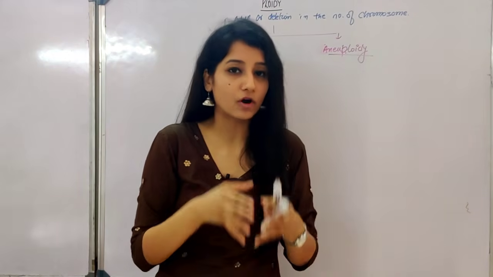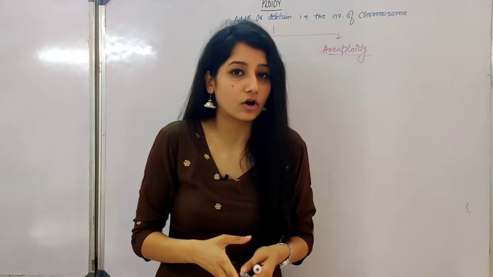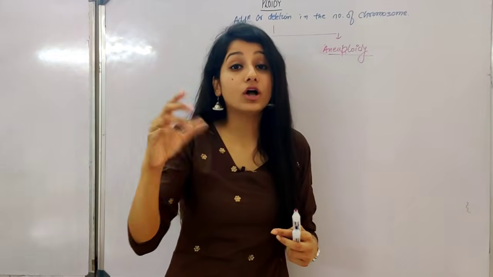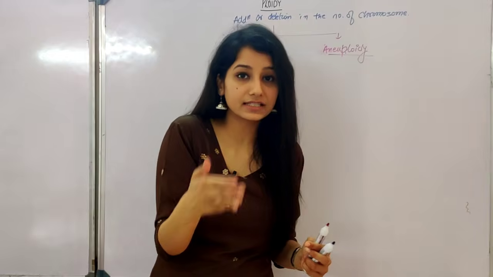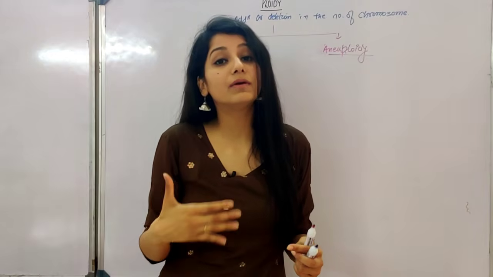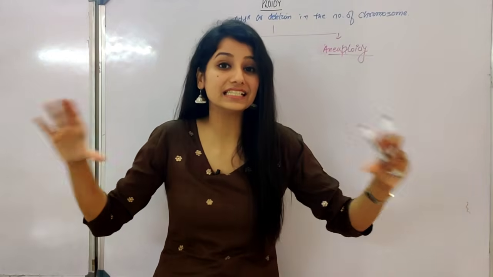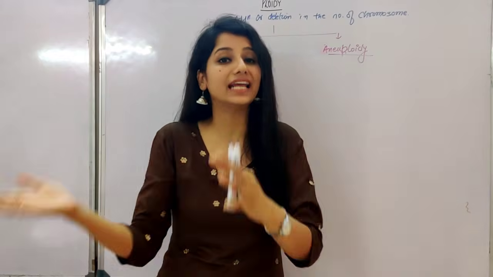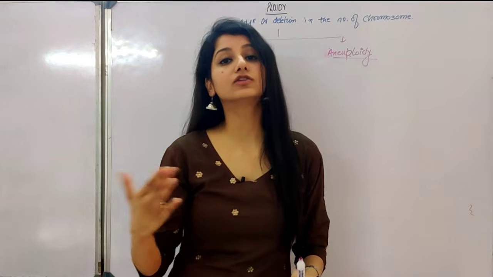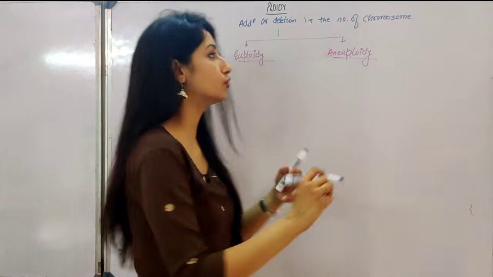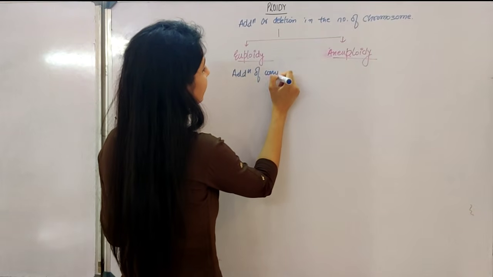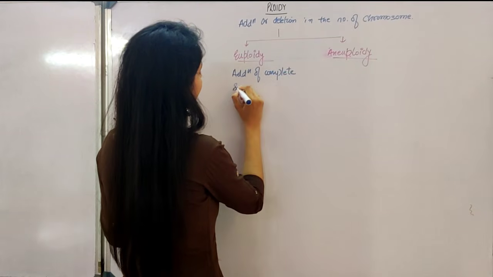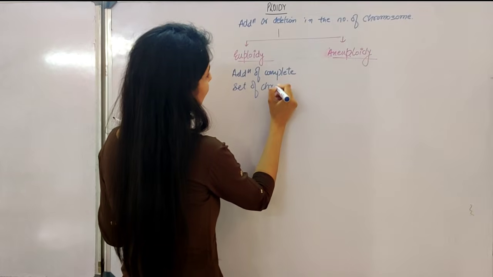if we have 46 chromosomes, we are a diploid organism. Now if all the 23 chromosomes are added to the 46, then what will it be? It will be euploidy, that a complete set of chromosomes are added. So that is known as euploidy. What is euploidy? The addition of a complete set of chromosomes.